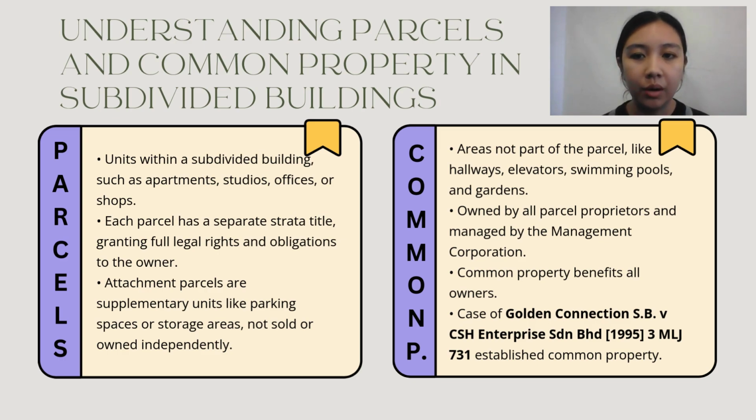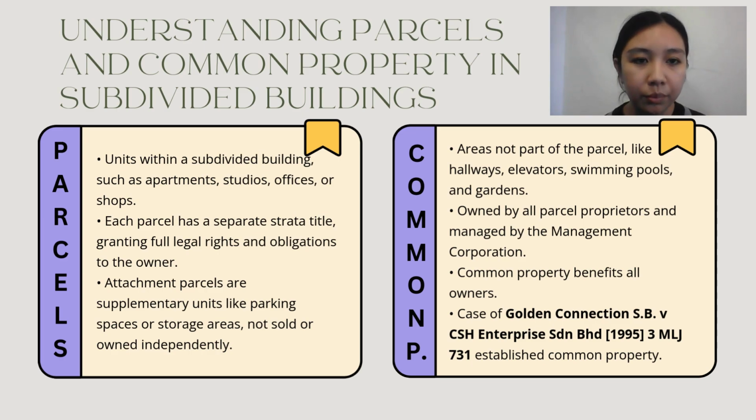For this slide, understanding parcels and common property in subdivided buildings. First, a parcel refers to one unit within a subdivided building, for example an apartment, studio, office, or shop lot. A separate strata title is assigned for each parcel, so the owner has full legal rights and obligations. Meanwhile, accessory parcels are supplementary to units, such as parking spaces or storage areas, which cannot be sold or owned independently. It is clearly defined in the strata plan as integral to the ownership structure.